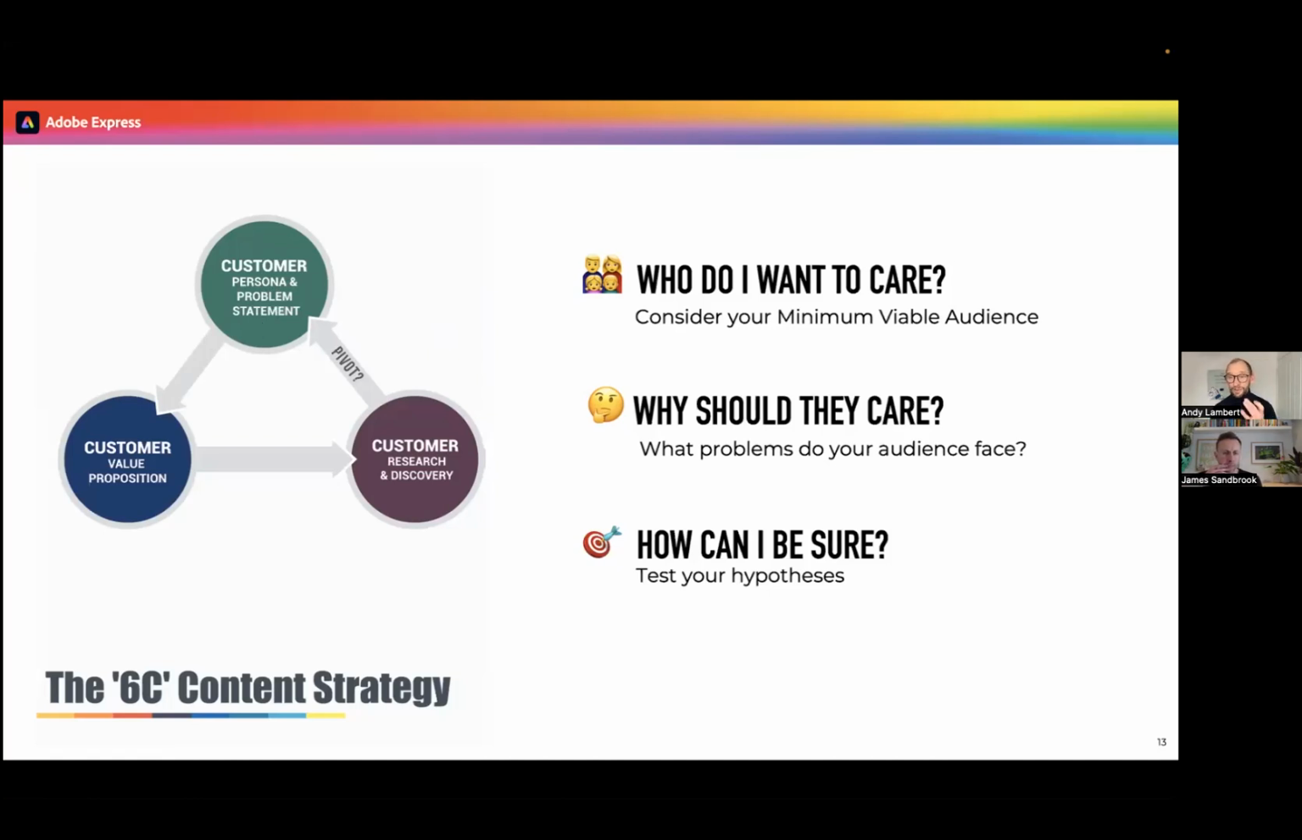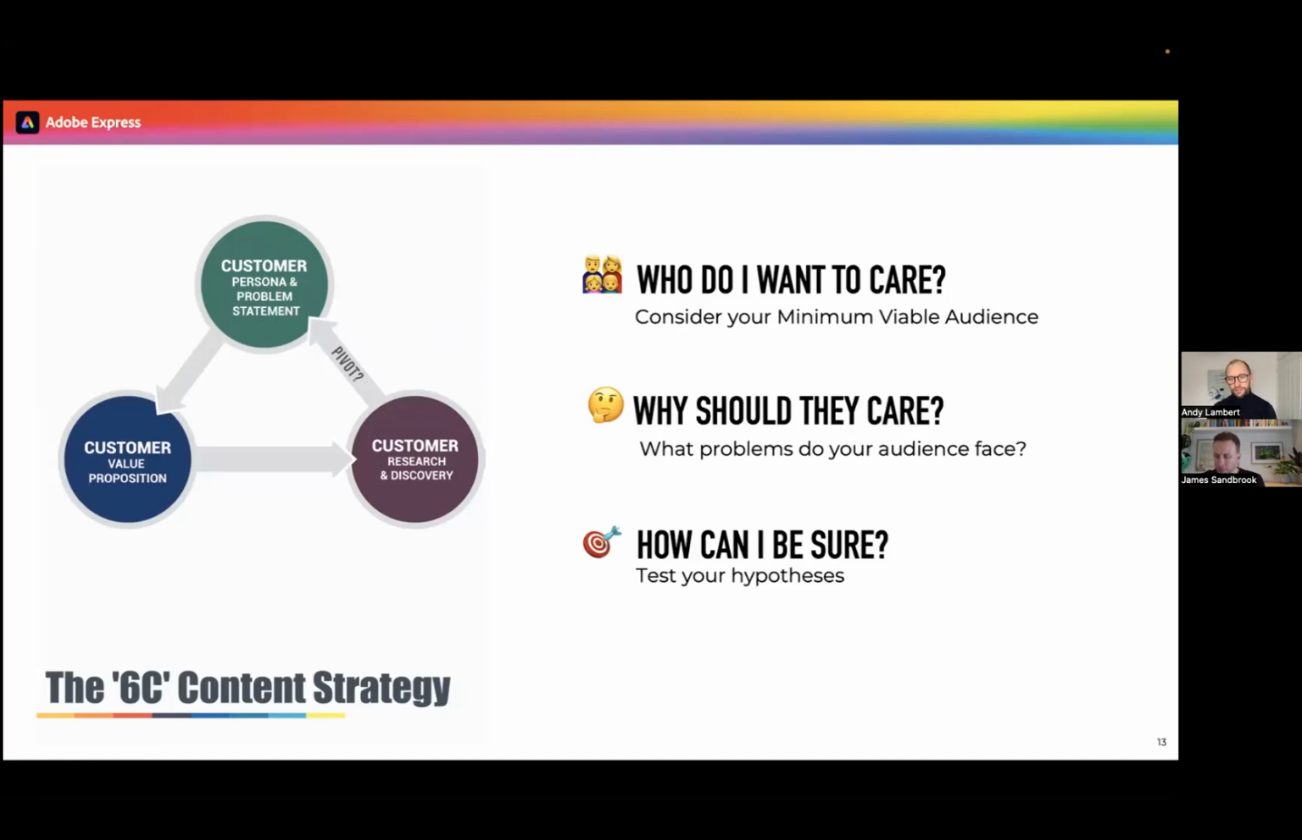Like, who do I want to care? This is where any business, I would encourage them to think about who is their minimum viable audience, right at the core, because we all have lots of people we want to target. If we had to strip away all of that noise and focus only on one very high value individual, who would that be? That's what I define as the minimum viable audience. So who are we going to target and what's their problem statement?